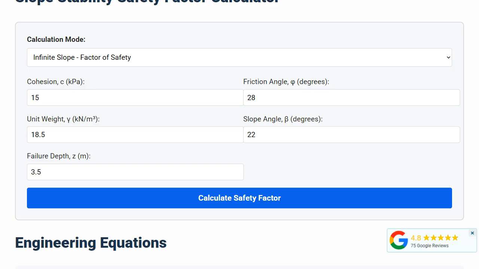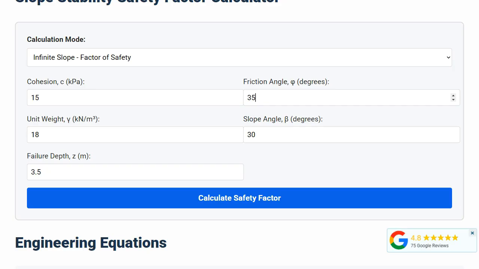Start by entering the slope angle in degrees, typically between 15 and 45 degrees for most applications. Next, input the soil cohesion value in kilopascals, which represents how well soil particles stick together. Enter the soil unit weight in kilonewtons per cubic meter, usually around 18 for typical soils.